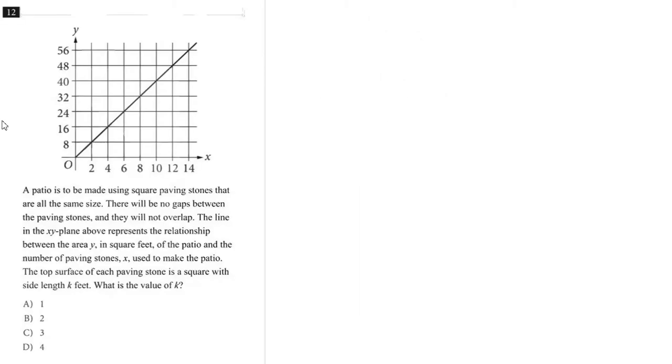Question 12 is giving us a graph, and it's telling us that X is the number of paving stones that are being used, and that Y is the area in square feet. So this point right here is telling us that when we have 2 paving stones, better known as pavers, we have an area that equals 8, because this passes through X equals 2 when Y equals 8. X is the number of stones, pavers, and Y is the area.